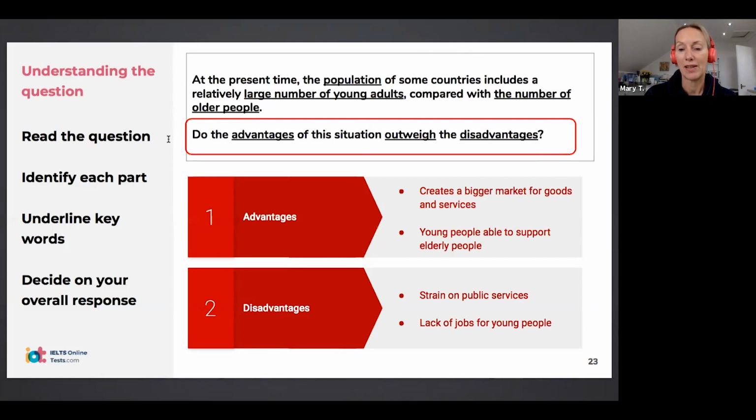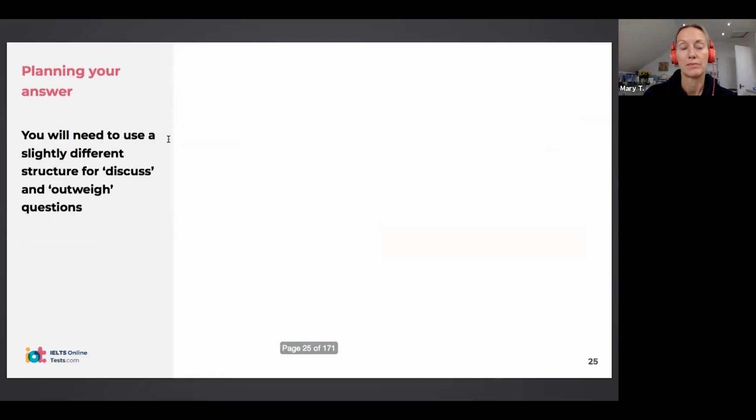So going back to the question, you need to think about whether there are more advantages than disadvantages, or whether the advantages are maybe a bit stronger. So we decided there are more advantages than disadvantages. You need to just go with one side, basically. Now looking at the structure, you will need to use a slightly different structure for discuss and outweigh questions. Let's take a look.